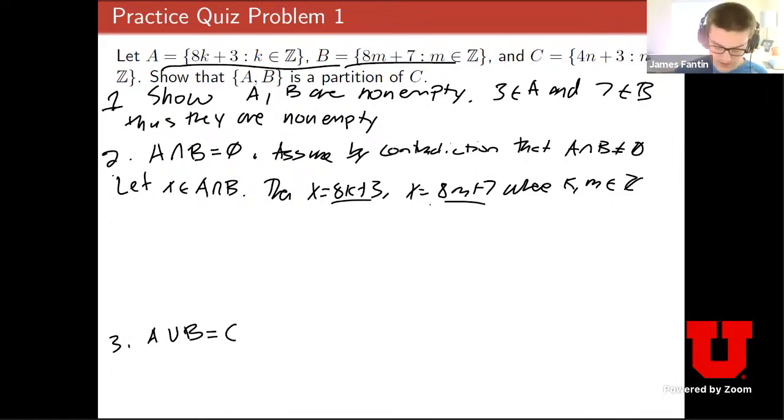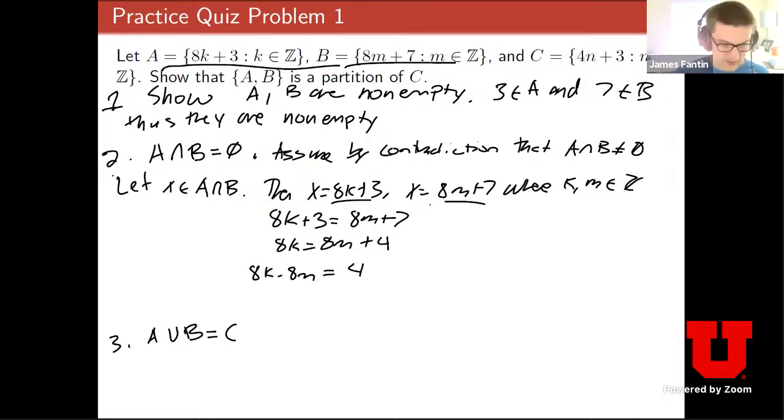We've got two things that are equal. Let's set them equal: 8k plus 3 is equal to 8m plus 7. And now we're just going to search for a contradiction. So we've got 8k is equal to 8m plus 4. Here's the contradiction. Let's move everything that's a multiple of 8 to the left side. So where's our contradiction coming from here? Well, this side's a multiple of 8, this side's a multiple of 4. Not every multiple of 4 is also a multiple of 8. So we're going to arrive at a contradiction here.